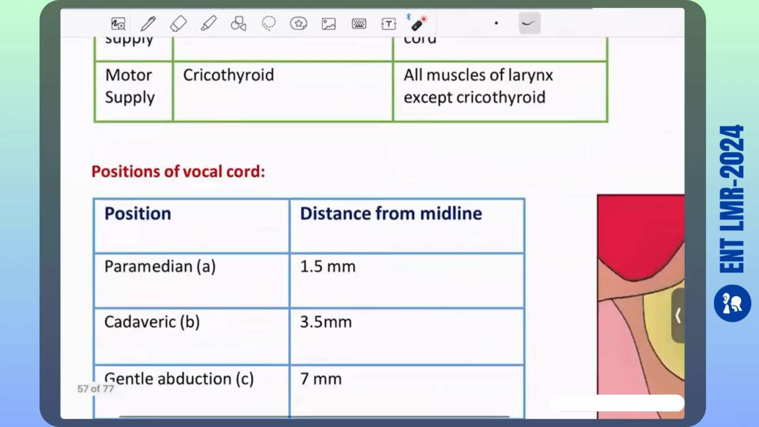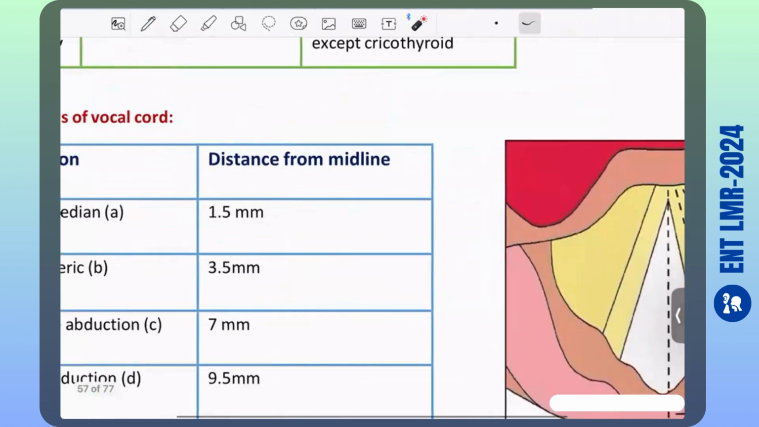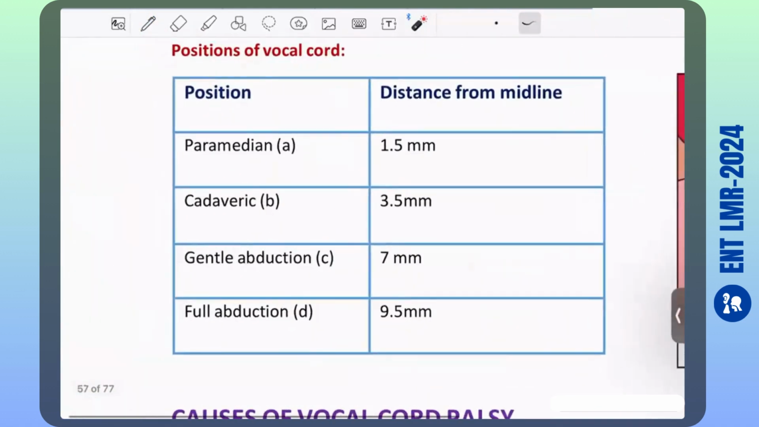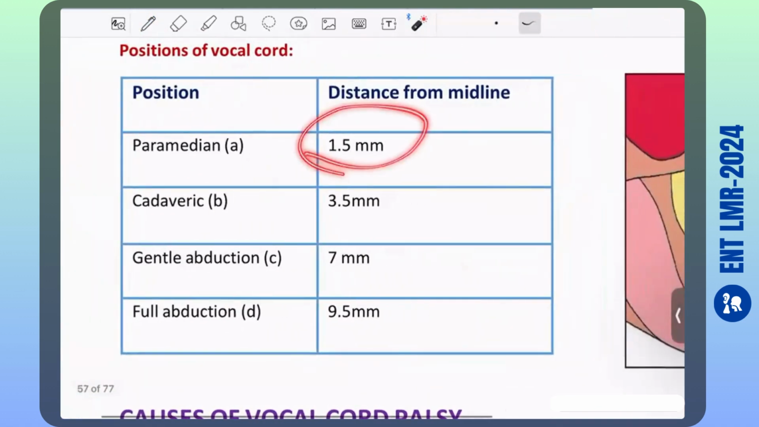Position of the vocal cord just adjacent to the midline. Paramedian position is 1.5 millimeter from the midline. 3.5 millimeter from the midline is the intermediate (cadaveric) position. 7 millimeter is gentle abduction. 9.5 millimeter is full abduction. These are the positions of the vocal cord. Okay.